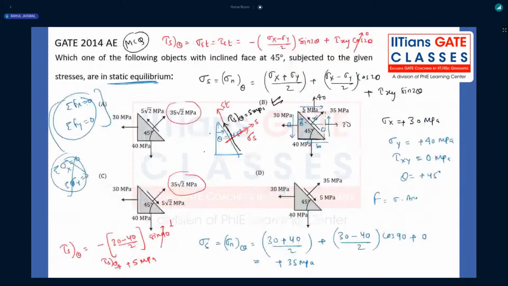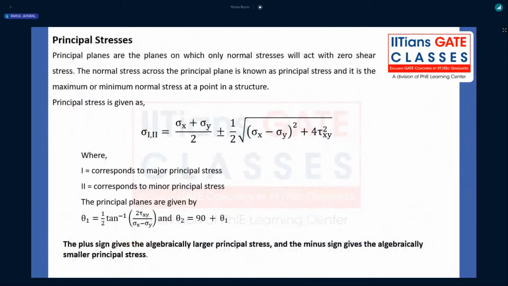Right? Now note down the next topic, principal stresses. Note down the first 4 lines, that is very important. The principal planes, first of all we will understand the meaning of planes. The principal planes are the planes on which only normal stresses act with zero shear stress, right? The normal stress across the principal plane will be called the principal stress.